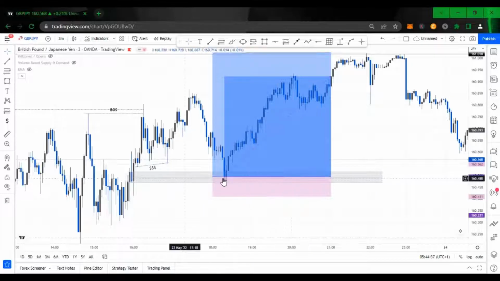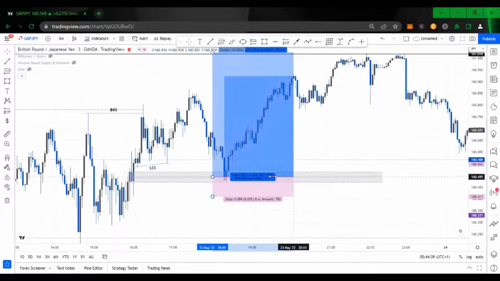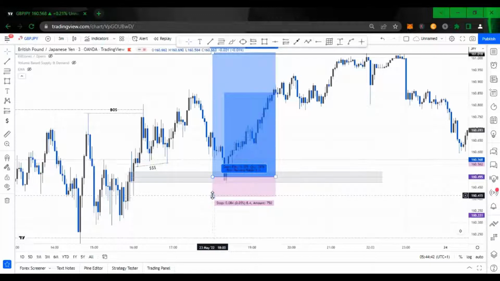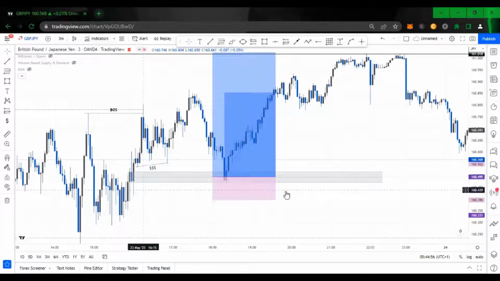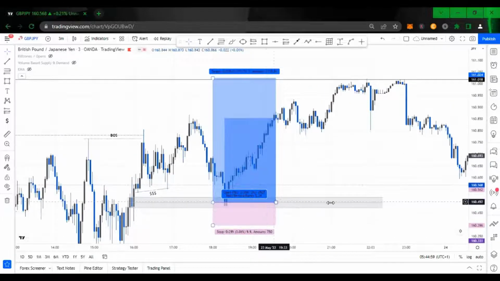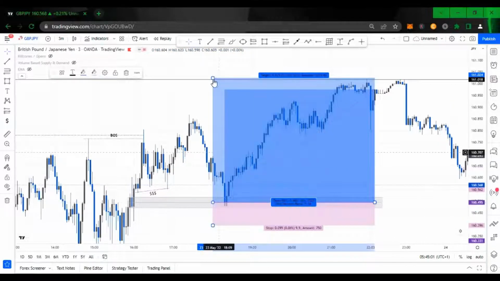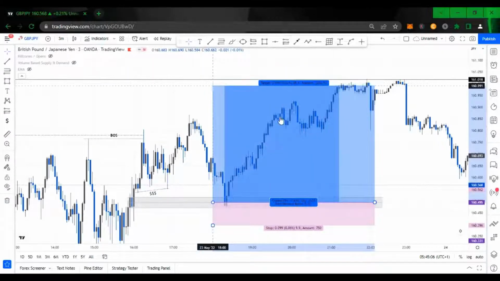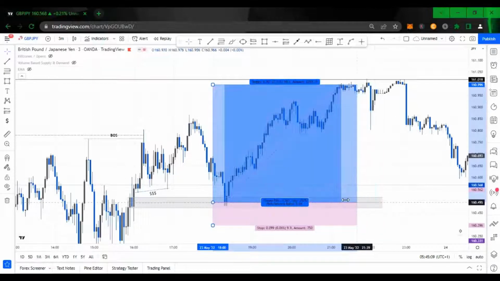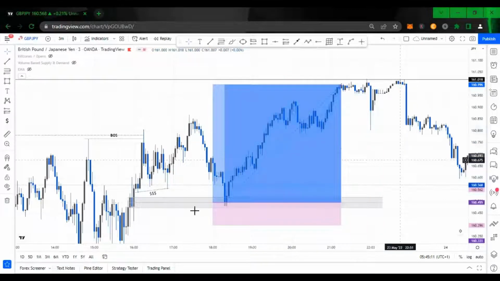So I put my entry on the 50% level of the gun box, and then my stop loss was about 10 pips. I made it 10 pips because I will give allowance for rejection. Since we've had several rejections here, the market could just give us another rejection. So I give it allowance for rejection, and here we are. The market gave us an easy run to 50 pips, and that was the trade, guys.